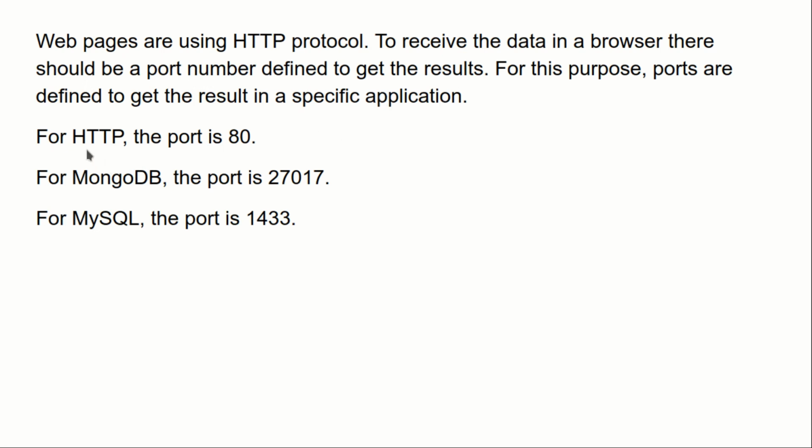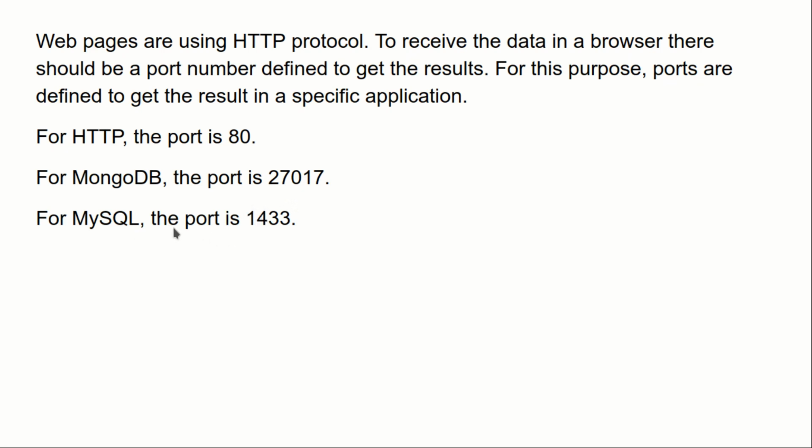Alright. So for HTTP, the port is 80. So if port 80 sends a request to the server, the server will give the response back to port 80, because it was requested from the web browser. Similarly, if MongoDB sends a request to the server, the server will send the response back to port 27017, so that data cannot be distributed among other applications. Alright. A similar example is MySQL, where the port is 1433. If this port requested data, the data will only be responded back to this port.